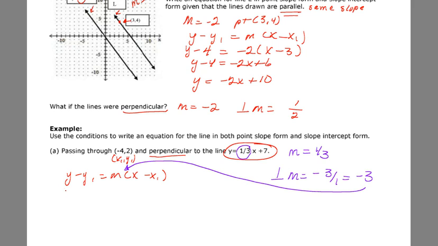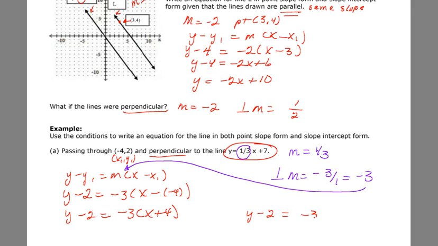Let's go ahead and fill out our information. Y minus y1 is going to be y minus 2 equals m, which is -3, times x minus x1, which will be x minus -4. Cleaning this up, y minus 2 is equal to -3 times x plus 4, taking care of that double negative. So there's one form. The other form is we can distribute and clean this up. Y minus 2 is equal to -3x minus 12. Y is equal to -3x, add the 2, minus 10. So two forms for the equation of the line.